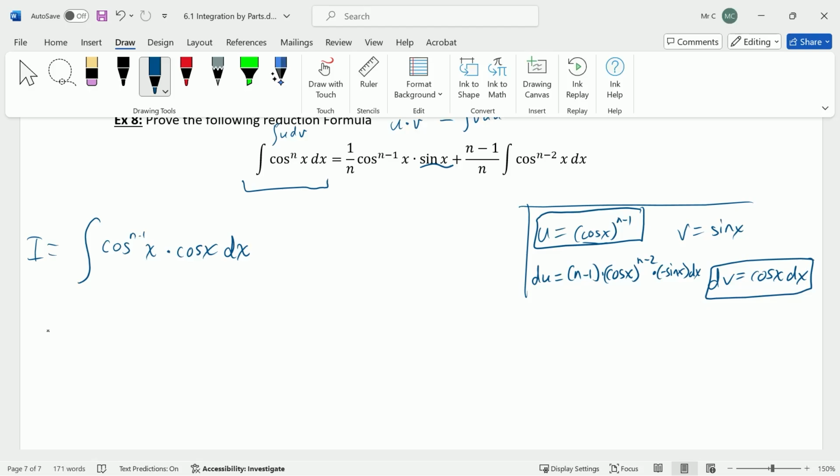So now we apply our integration by parts formula, and we get uv, that's cosine to the n minus 1 power of x, times sine of x, minus the integral of v du, that's sine of x, times n minus 1, times cosine of x to the n minus 2 power, times negative sine of x dx.